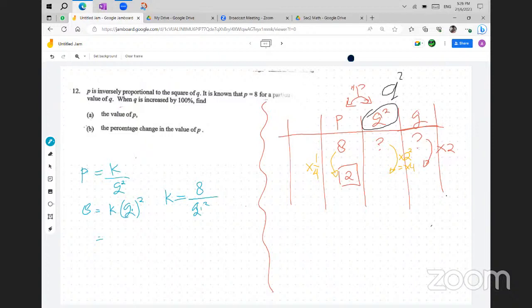Now, he's asking me for something else. He's asking what happens when I change the Q. So this is what I must do. I must write down the P, put the K value here, and then put a new value of Q1. Simply put, I must now put 2Q1 square. Will this make sense? K, 2Q1 square. Why is it all 2q?